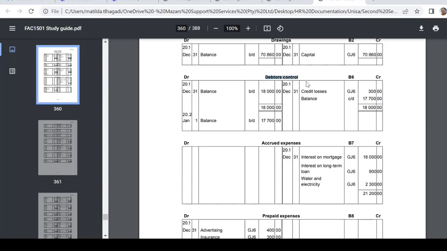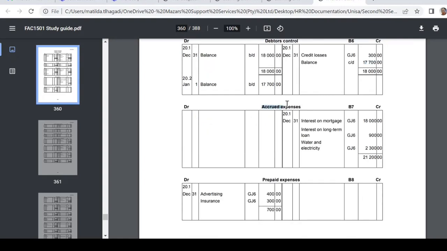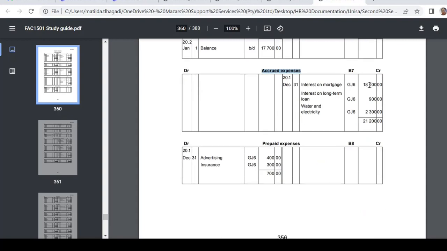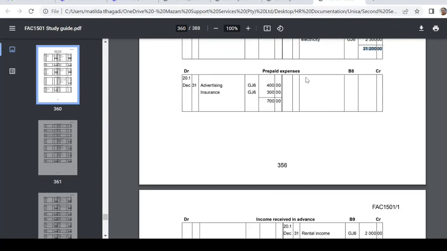So the debtors control account, this comes from the trial balance, and this comes from the general journal, that credit loss. And then the new balance is 17,700. Accrued expense is all those journals, from the general journal. So now we have an accrued expense of 21,200. Prepaid expense, this all comes from the general journal.